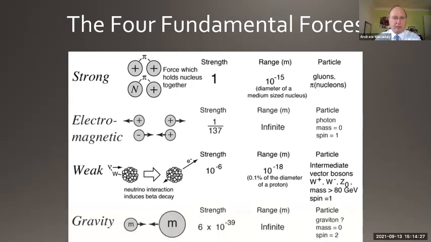And the fourth fundamental force is gravity. As we've said, it has an infinite range. Its strength is 6 times 10 to the negative 39, and you should recognize the order from our formula and data sheet. The particle is, at this point, theorized to be a graviton with a mass of 0 and a spin of 2, but as yet, this is undetected.